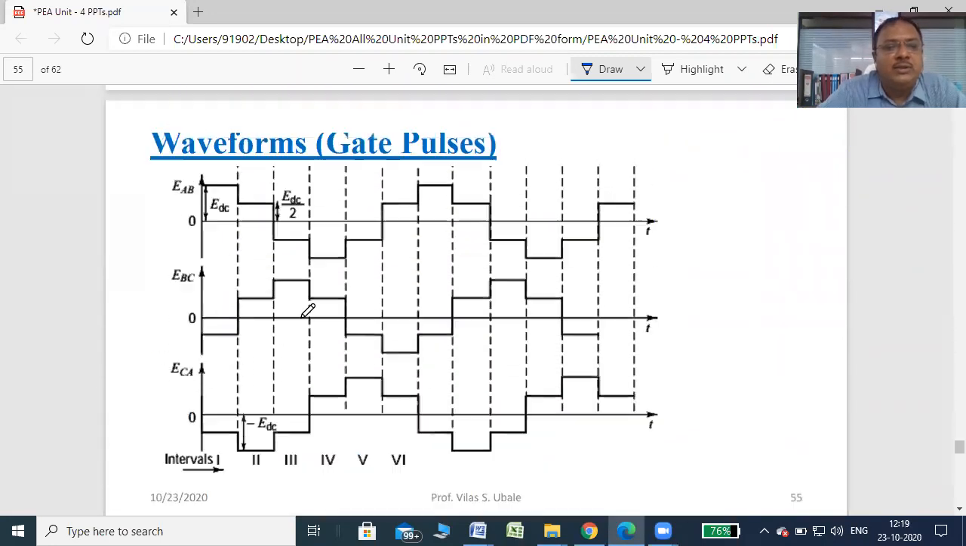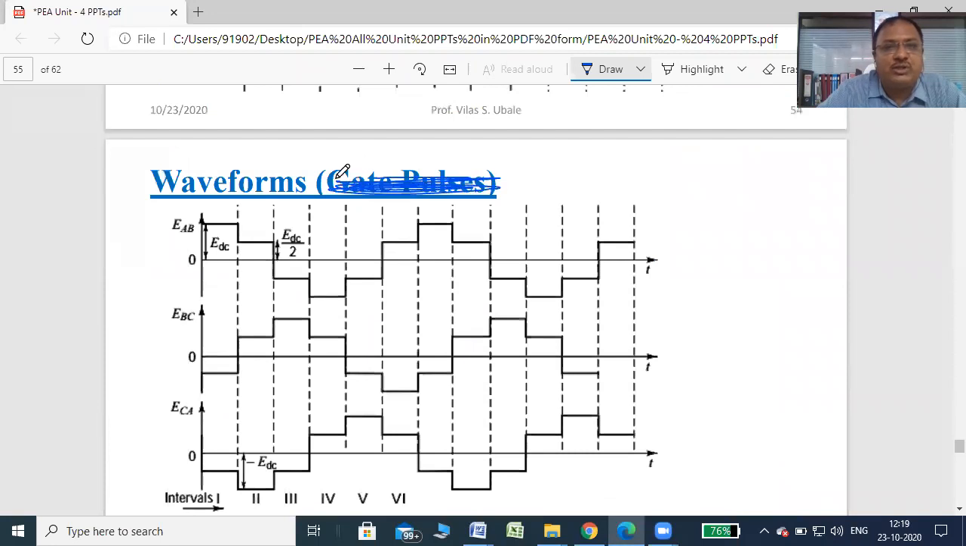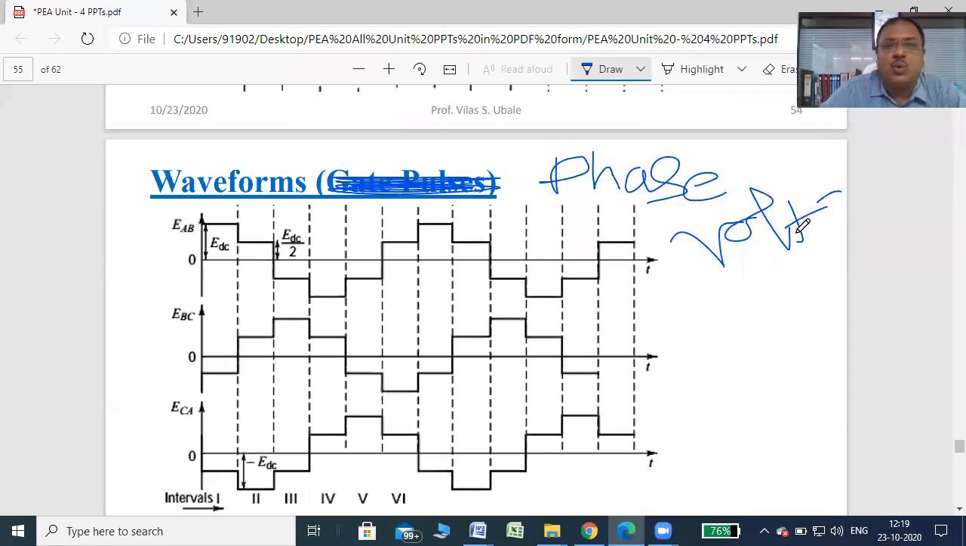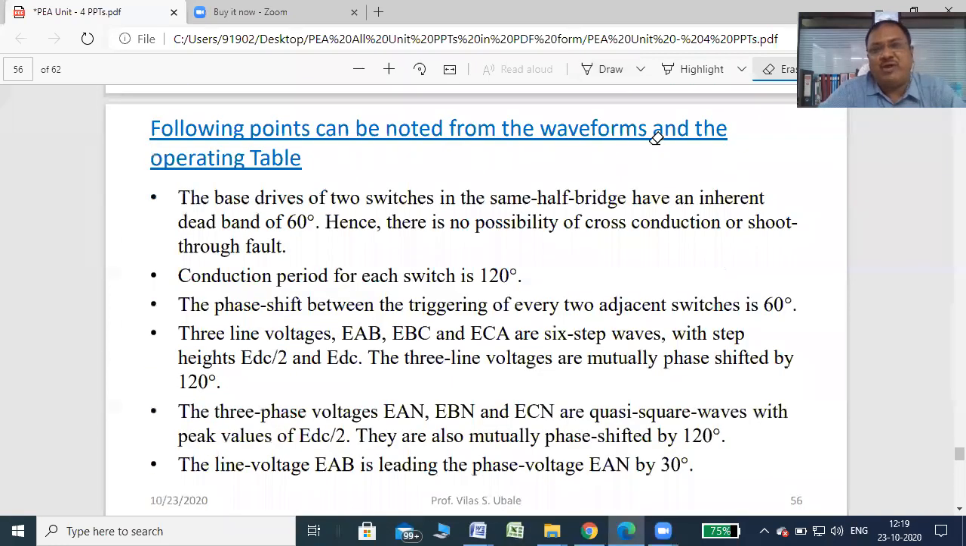Right? Now, these are the phase voltages. Phase voltages. Okay, so you can check here the phase voltage is a quasi-square waveform. So you will get maybe a better sine wave, we can say. As compared to the single phase, you can check here the three phase has better output waveforms, right? So again, the following points are very important to understand.